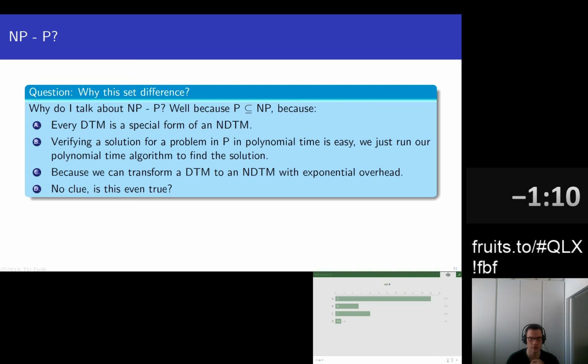Answer C, however, is not. This says because we can transform a DTM to a non-deterministic Turing machine with exponential overhead. But okay, first of all, sure, I guess we could do this. But we don't have to, because a DTM is already an NDTM without doing anything. And if I were to add exponential overhead, that would not be a good thing, because as soon as I add exponential overhead, this NDTM that I've constructed will no longer run in polynomial time and will therefore not be a proof that this problem is in NP, because it still requires non-deterministic polynomial time, not exponential. So P is indeed a subset of NP, and both answer A and B are correct justifications of this fact.